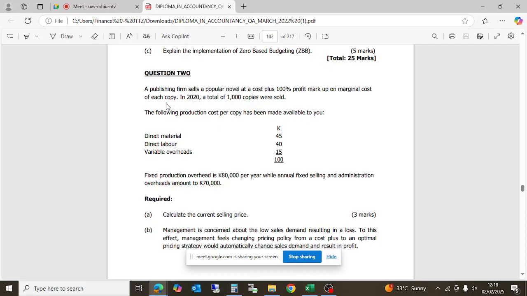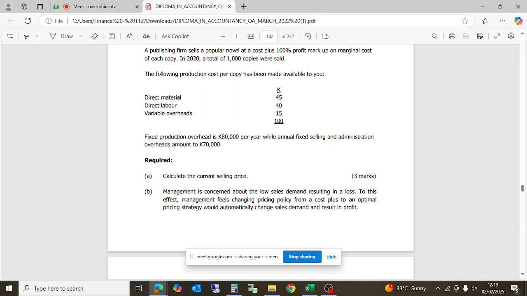Our question today says, a publishing firm sells a popular novel at a cost plus 100% profit markup on marginal cost of each copy. In 2020, a total of 100 copies were sold. The following production cost per copy has been made available to you. We have direct materials of 45 kwacha, direct labor of 40 kwacha, variable overheads of 15 kwacha. The total is 100 kwacha in marginal costs. Fixed production overhead is 80,000 kwacha per year, while annual fixed selling and administration overheads amount to 70,000 kwacha. Required: calculate the current selling price.